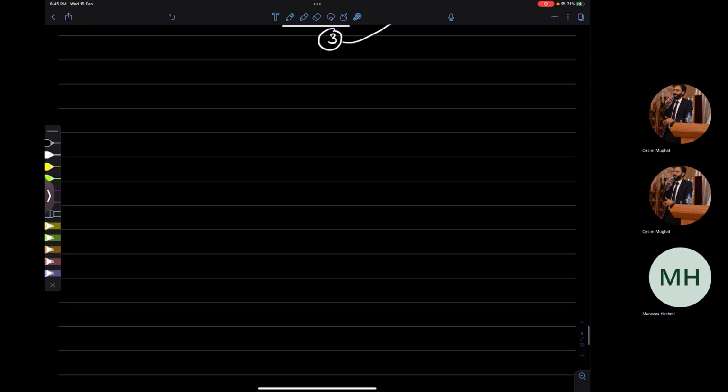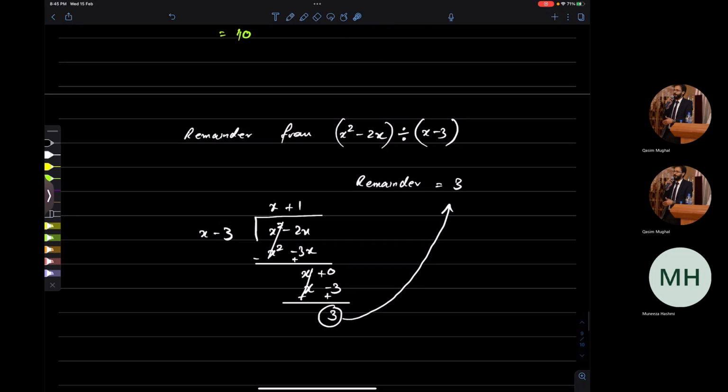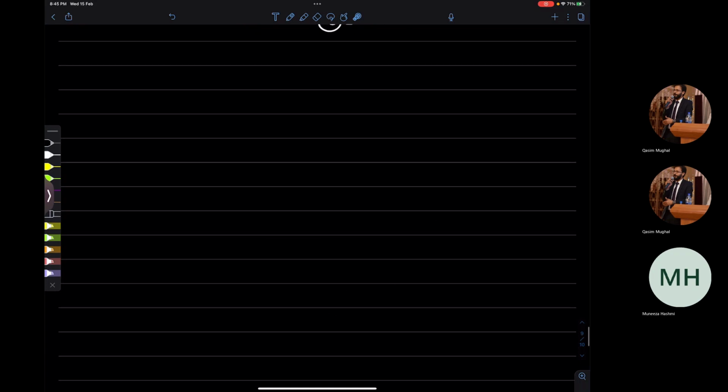Now moving towards a little bit of complexity. You can use the remainder theorem in order to work out the unknown coefficients in a polynomial. So I'm going to give you a simple polynomial of the same style with two terms. Let's say I have a polynomial x squared plus px, and I'm dividing it by a divisor, x minus 2.